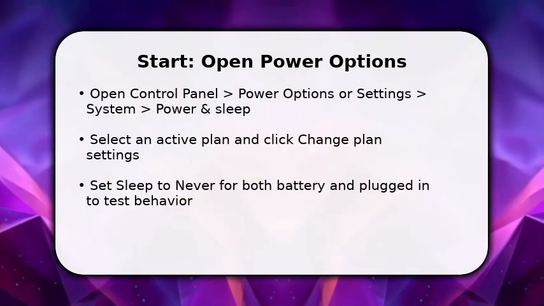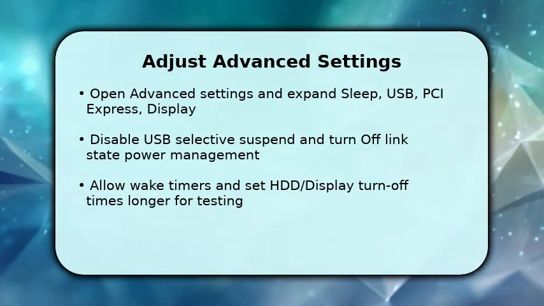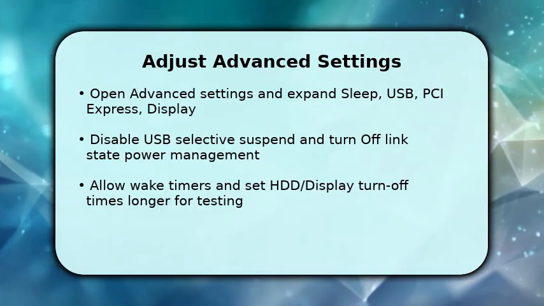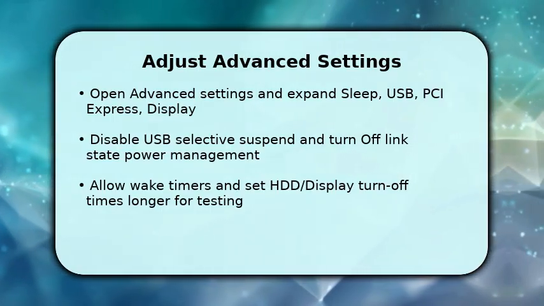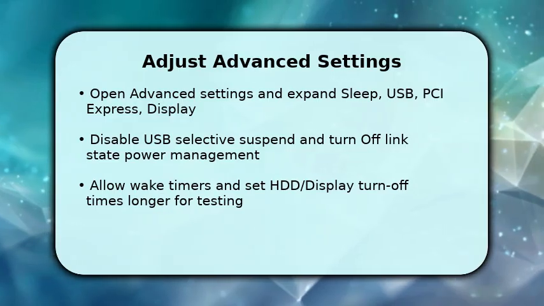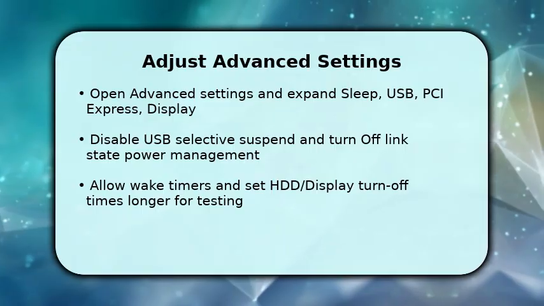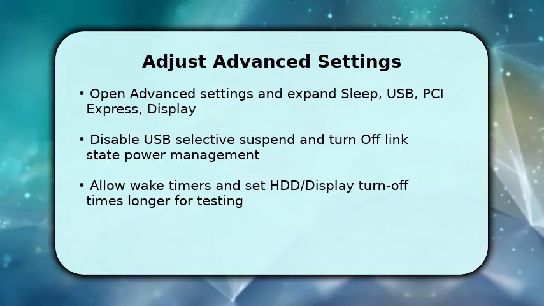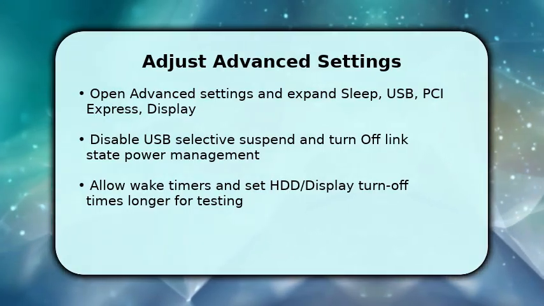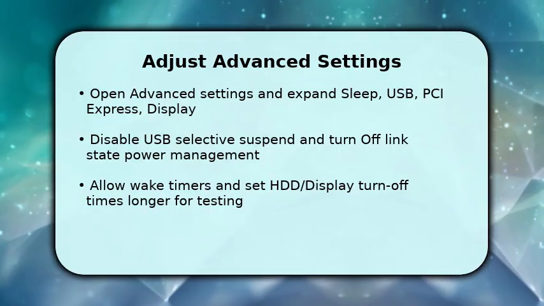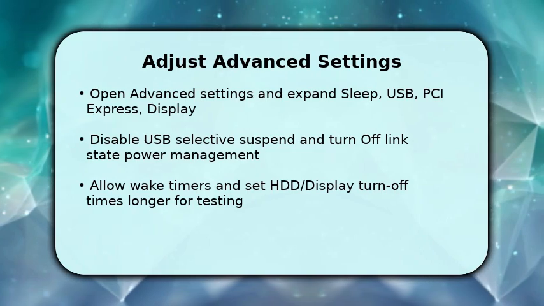Next, dig into Advanced Settings because that's where specific devices are put to sleep. Expand Sleep, USB, PCI Express, and Display. Disable USB Selective Suspend and set PCI Express Link State Power Management to off to prevent hardware sleep. Also allow wake timers so scheduled tasks can wake the PC for maintenance. Make display and disk timeouts longer while testing to isolate which component triggers power save. These changes control how and when components drop to low power.